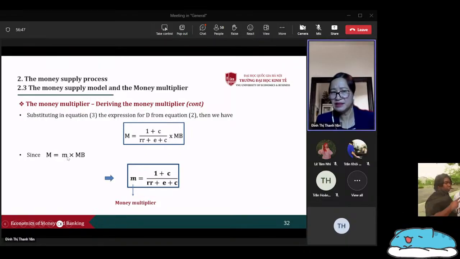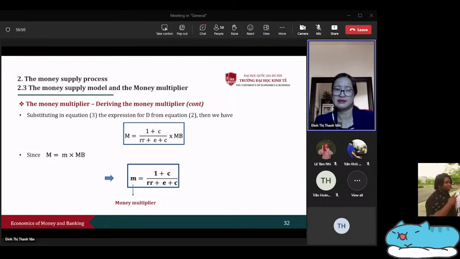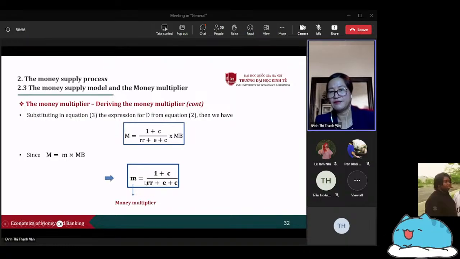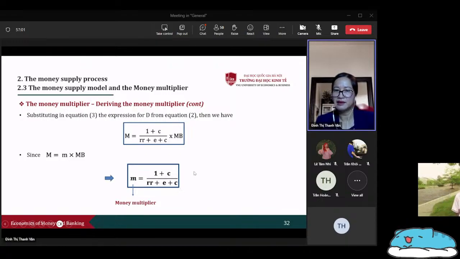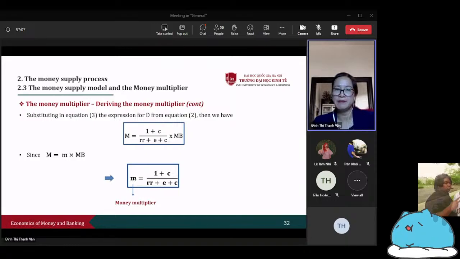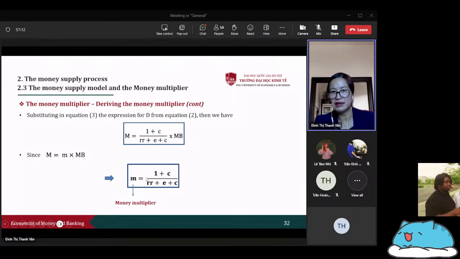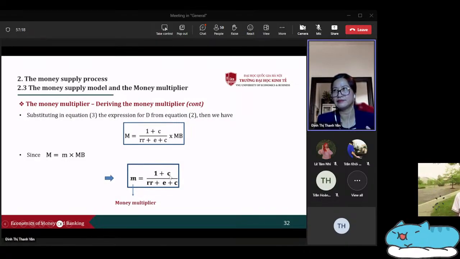So when you see the equation that derives from the simple model, we can see that m equals (1 + C) divided by (required reserve + E + C). This is very important to understand why there are three factors that can impact the money supply in the economy. If you look at m here, you can see that m will depend on C. C is the currency that individuals or businesses want to keep in their business or their home.